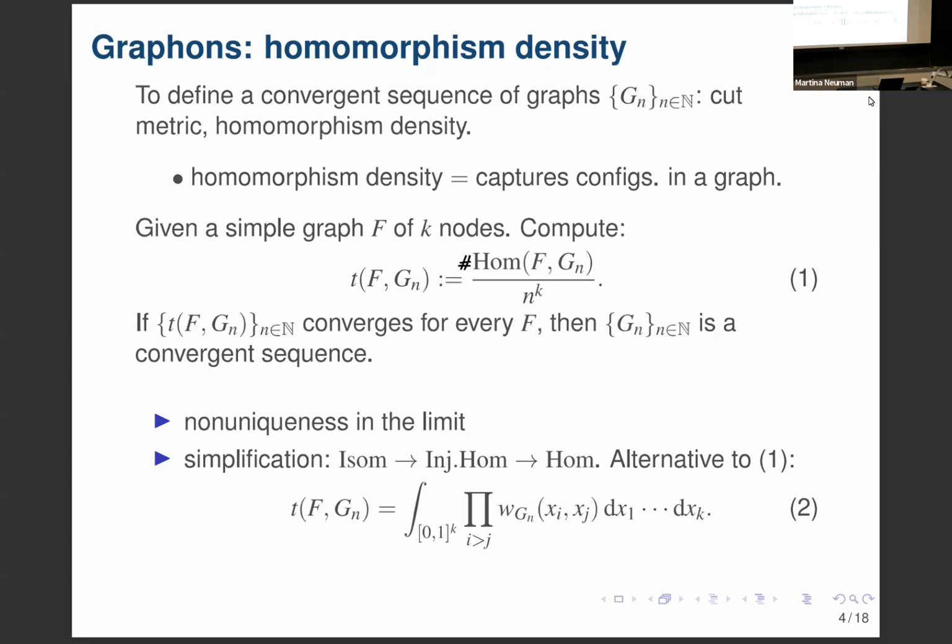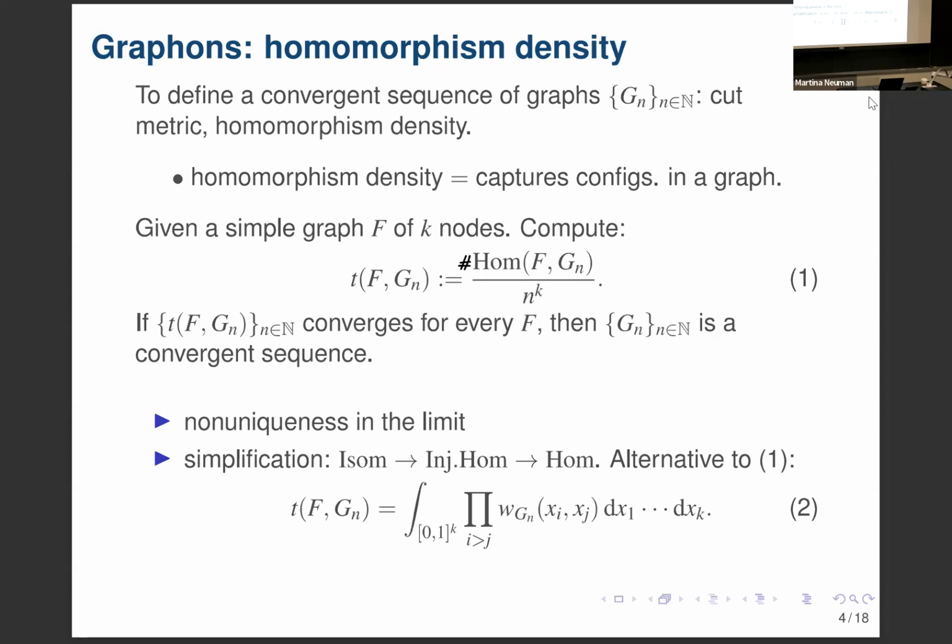So n to the k is going to be the total number of maps that map k points into n points. That's it. It's extremely crude, the denominator. The numerator, again, is going to be the total number of graph homomorphisms that map F into GN. Graph homomorphisms preserve edges, but not non-edges. So in other words, you could map multiple nodes into one point. So there's not a lot of bijection going on with the graph homomorphism.